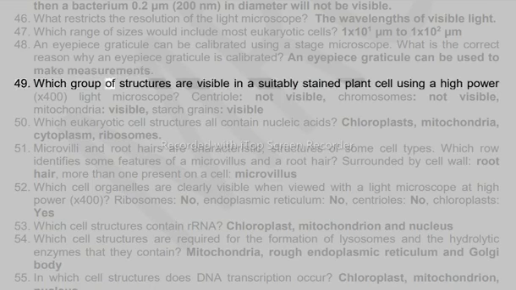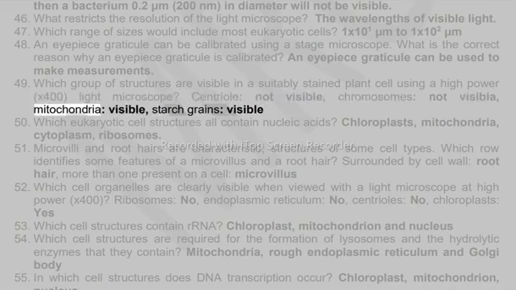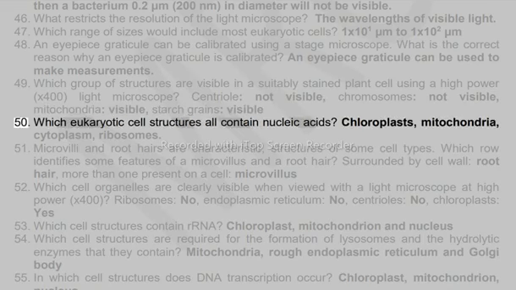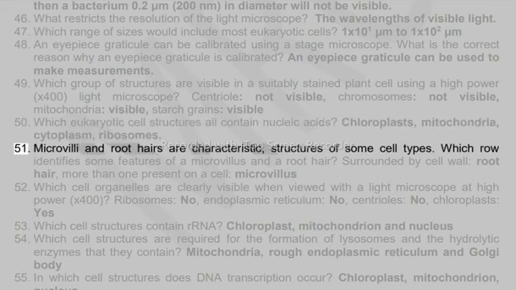49. Which group of structures are visible in a suitably stained plant cell using a high power, x400, light microscope? Centriole, not visible. Chromosomes, not visible. Mitochondria, visible. Starch grains, visible. 50. Which eukaryotic cell structures all contain nucleic acids? Chloroplasts, mitochondria, cytoplasm, ribosomes.